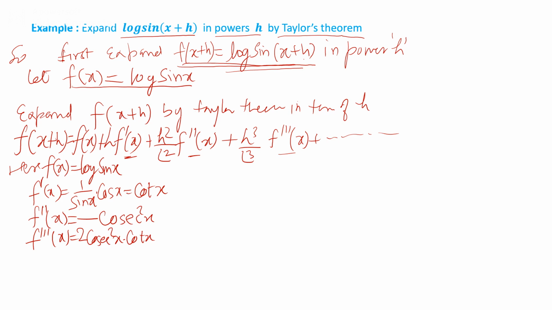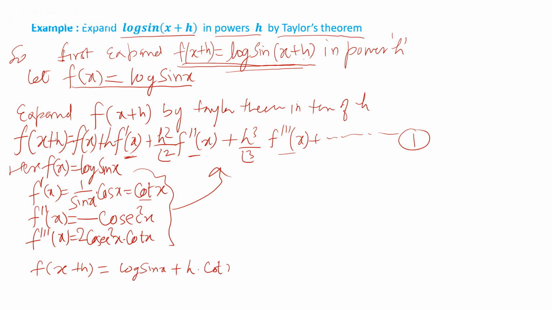And in a similar way you can also find the fourth derivative. Now substitute these derivatives in that equation. We can say this is the Taylor expansion. So we write f(x plus h), we get f(x) is log sine x, plus h into the first derivative, we get cot x, plus the third term h cube by factorial 3 into the third derivative.